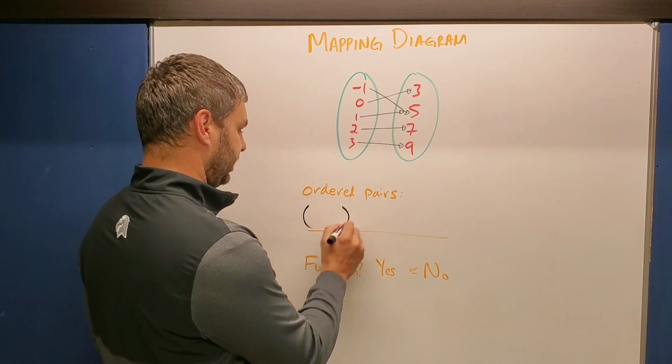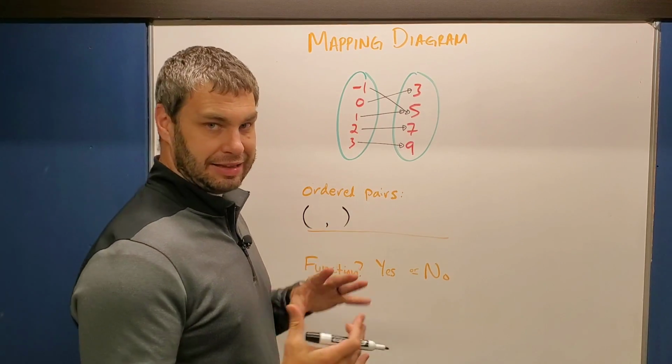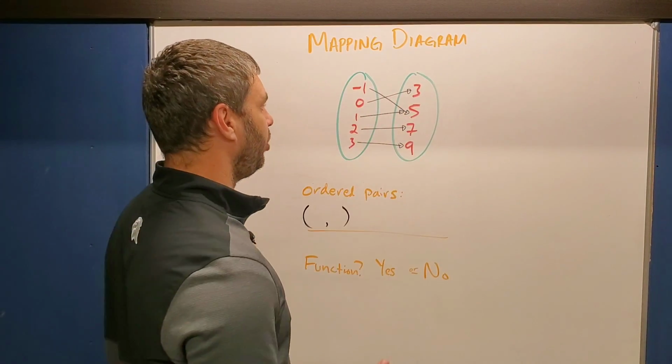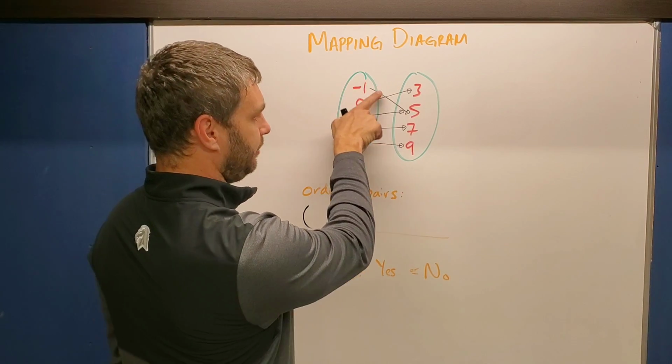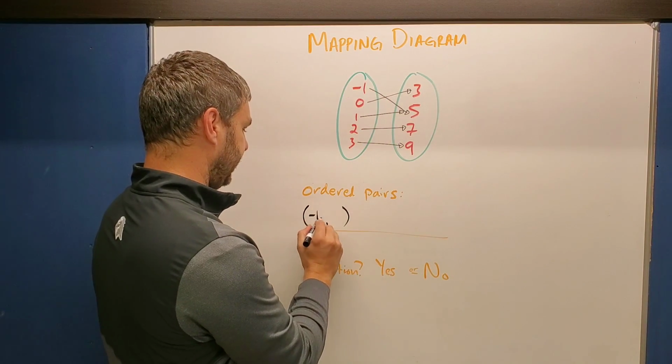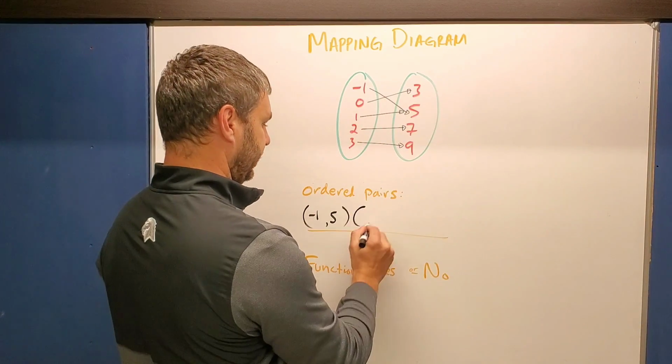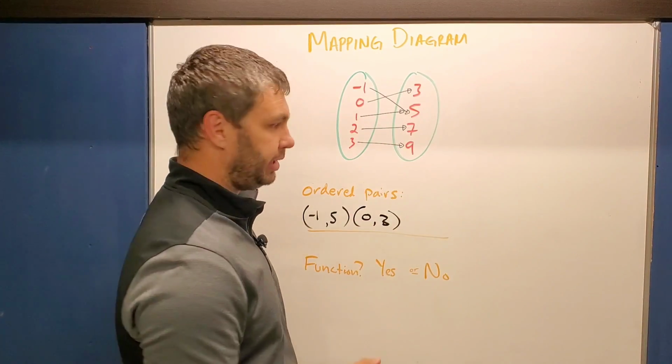Remember, an ordered pair is just kind of an x, y point, and the x's are going to be on our left side, where the arrows are going, that's going to be our y. So if I start with this first one, -1 maps to 5. So let's say (-1, 5) is an ordered pair. Then the next one would be (0, 3). Let me do the rest of these really quick for you.